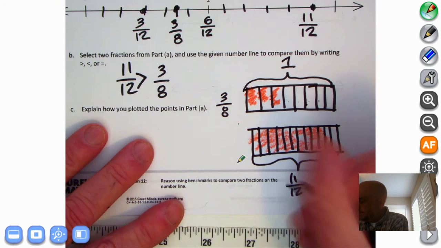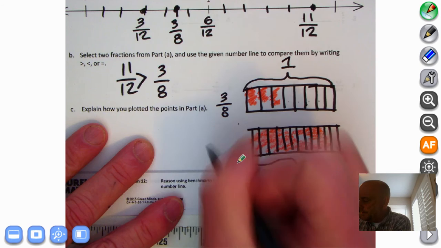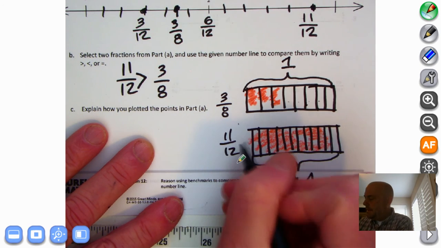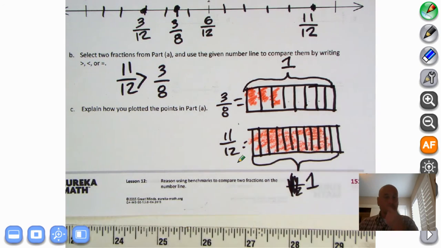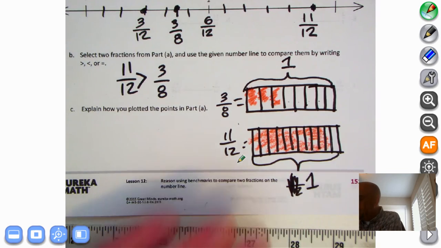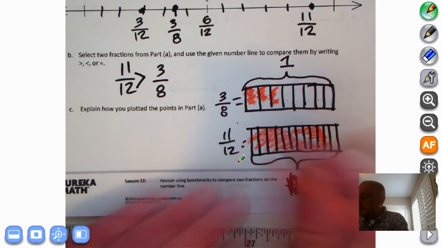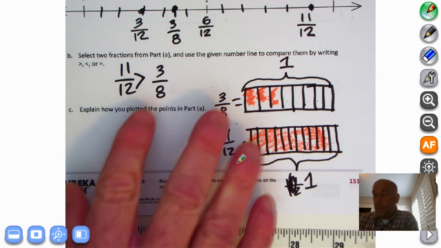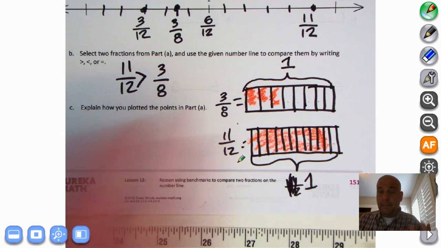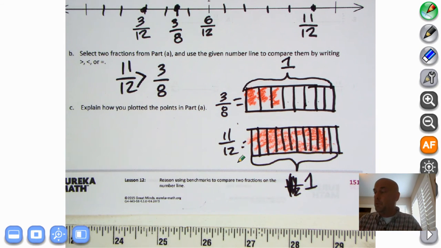And look, this is 11/12 here, and that was equaling 1 whole. So much closer, as you can see, only one more 12th to go. This has 5/8 to go. That's how we know that 11/12 is greater than 3/8. It's almost 1. It's almost a 12/12.